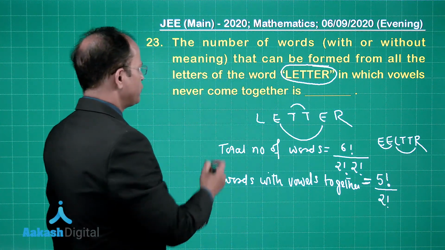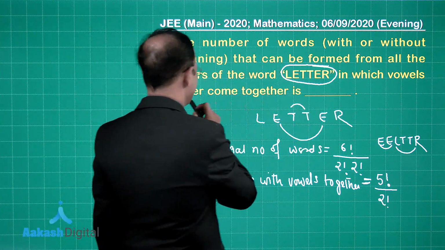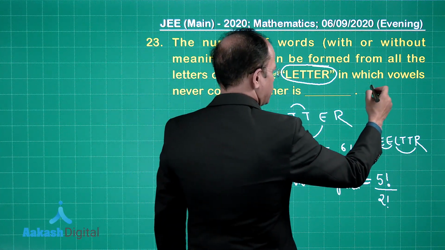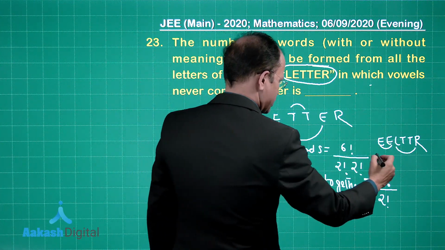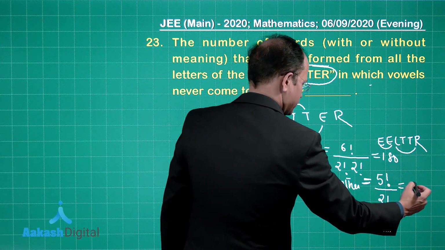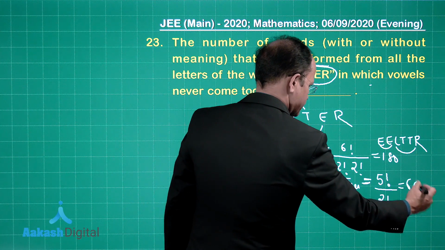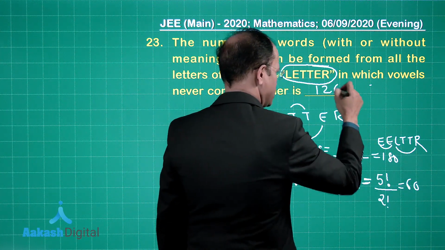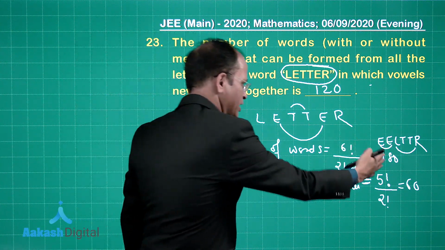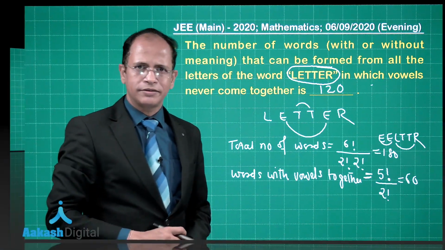That means what we have to find is the number of words in which the vowels never come together. That means we are talking about 6 factorial divided by 2 factorial 2 factorial, which is coming out to be 180, and this is coming out to be 60, which is nothing but 120 by... So basically you have to subtract it because they are never together. That means 180 minus 60 will give you 120 here.